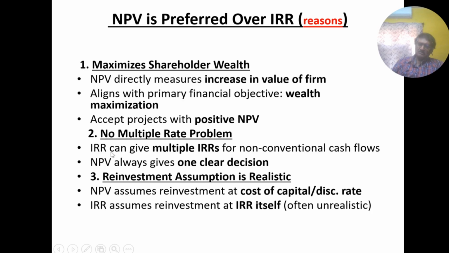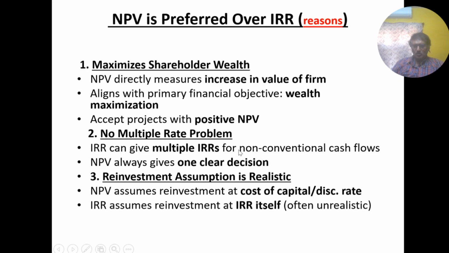In the case of IRR, sometimes we may get multiple IRRs, that means multiple internal rates of return. One problem but two results, two IRRs. Which one should we accept? That may create a problem. That will not come up in the case of NPV, because for NPV you give your discount rate to the problem and it gives you a clear decision. There is no ambiguity.